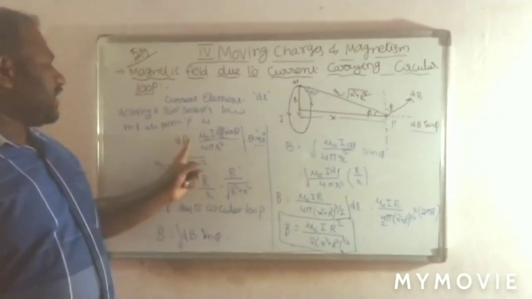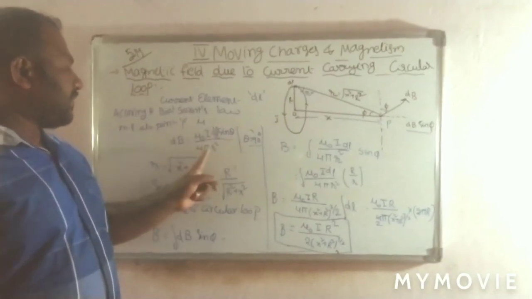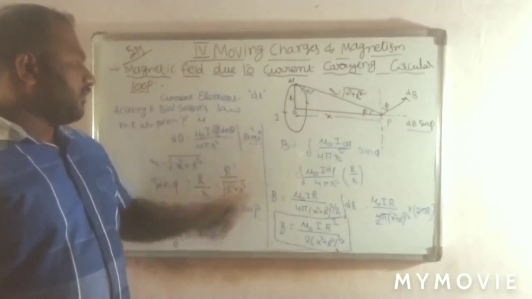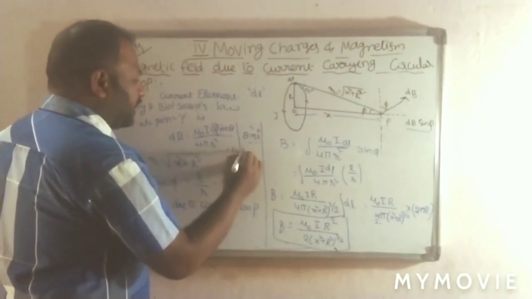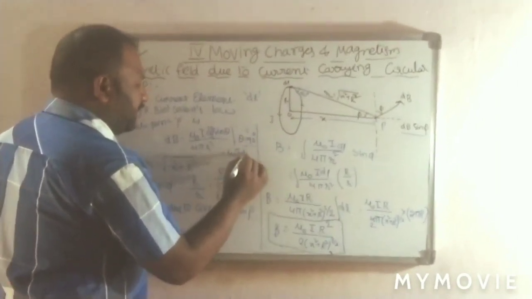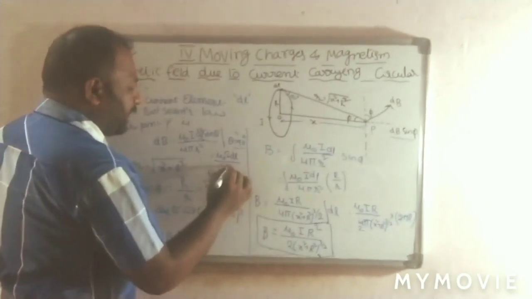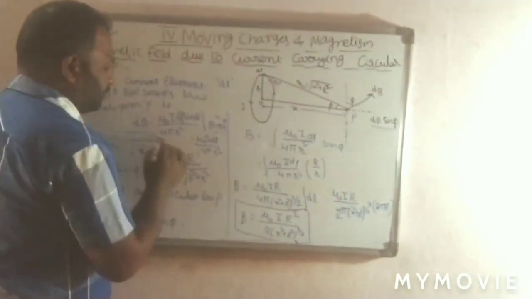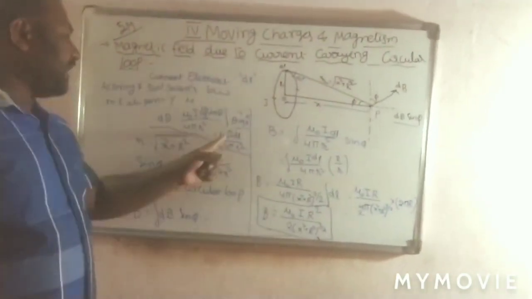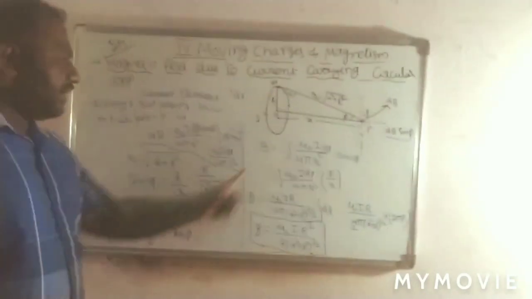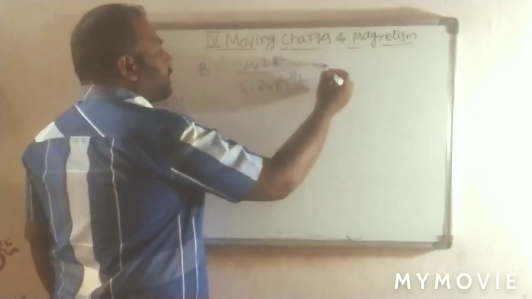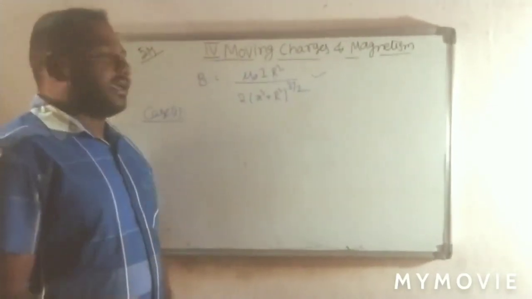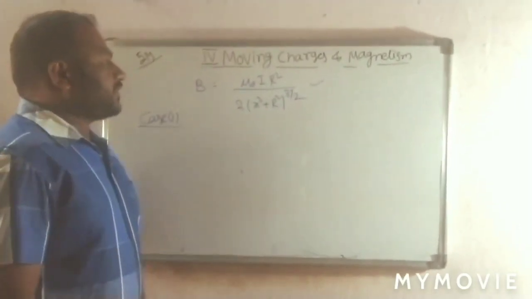Here dB is equal to mu naught I dl sin theta by 4 pi r square, where theta equals 90 degrees, and then it becomes mu naught I dl by 4 pi r square. That is taken as dB. The dB is substituted here, and you can get this. Now this is the magnetic field expression due to this circular coil: mu naught I into r square by 2 into x square plus r square whole power 3 by 2.